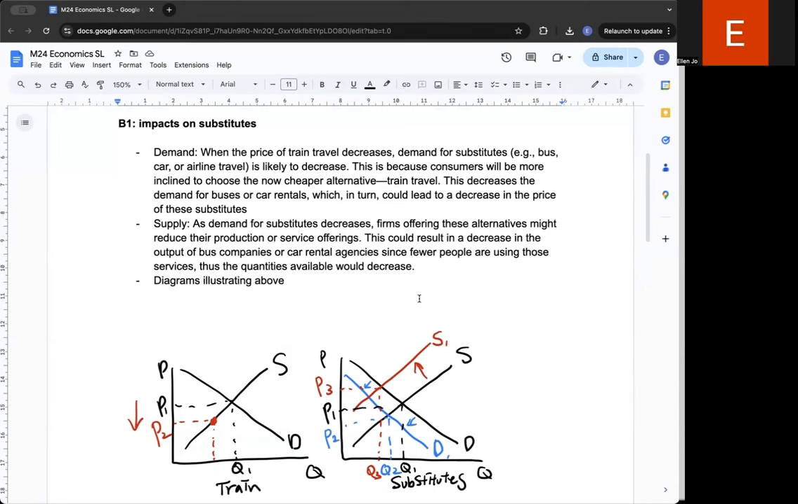Also, from the supply side, as the demand for substitutes decreases, firms offering these alternatives might reduce their production or service offerings. This could result in a decrease in the output of bus companies or car rental agencies, since fewer people are using those services. Therefore, the quantities available would decrease. To illustrate such, this is the train and this is the substitute market. Demand decreases, supply decreases.